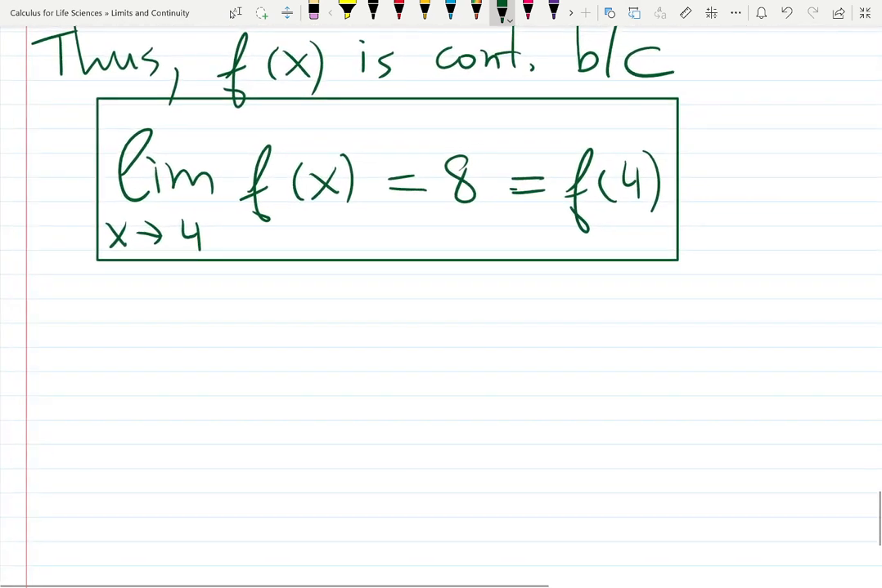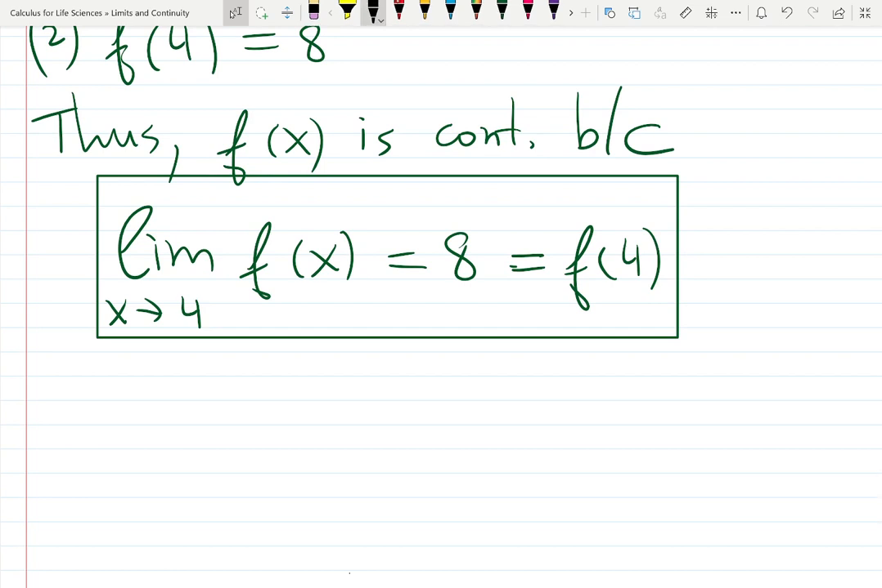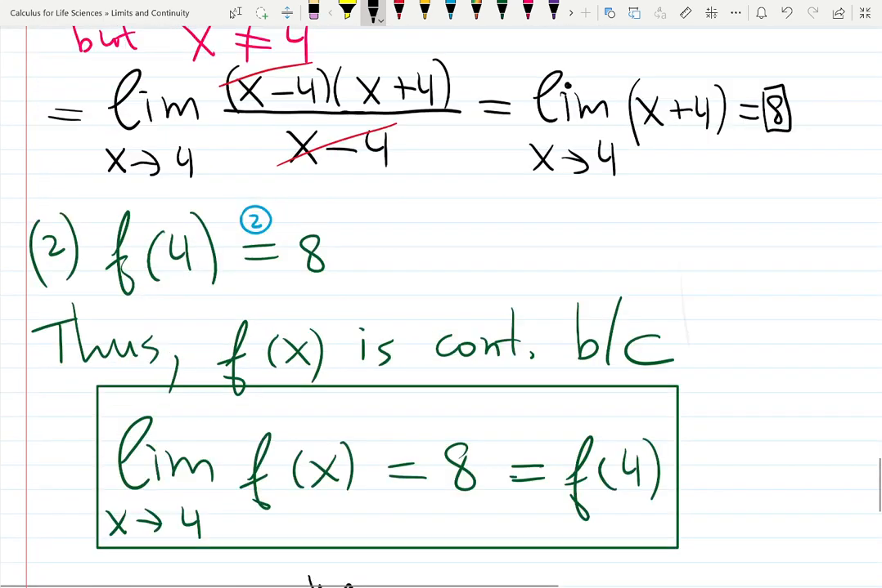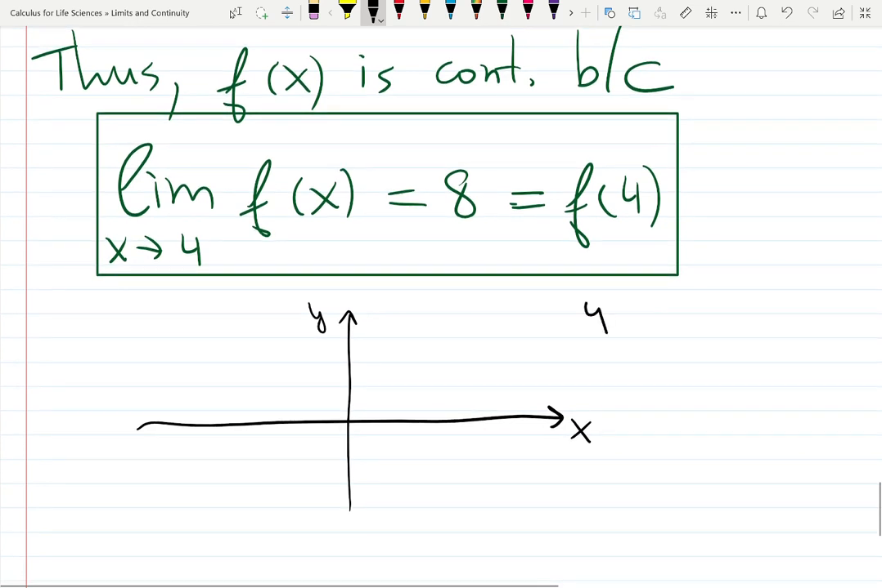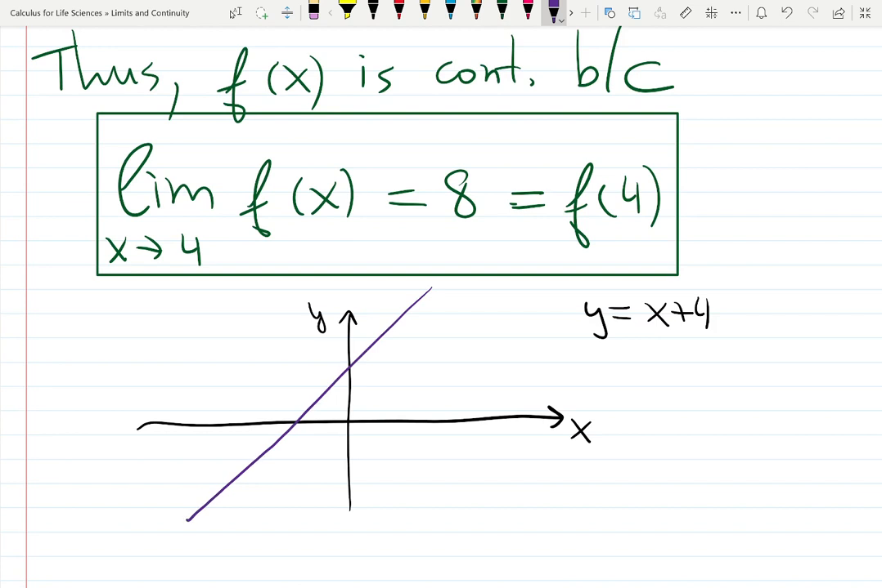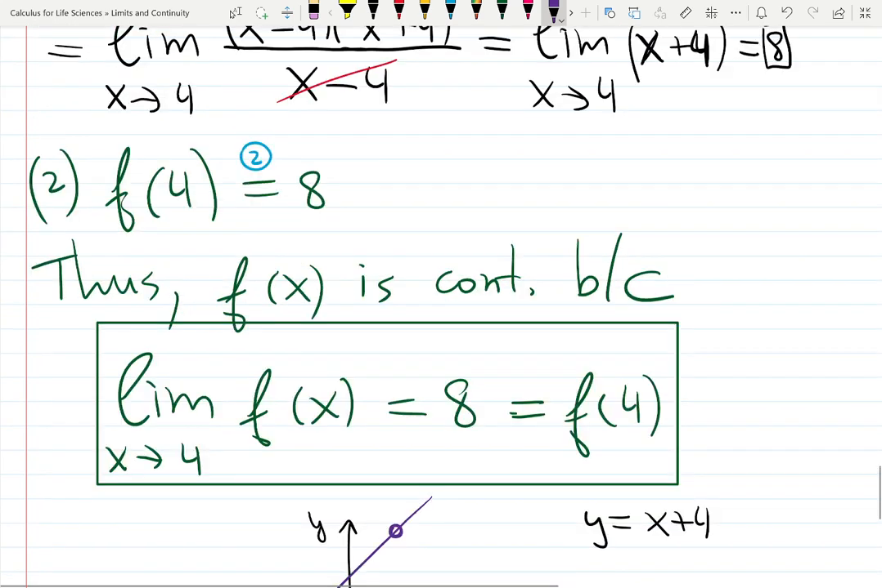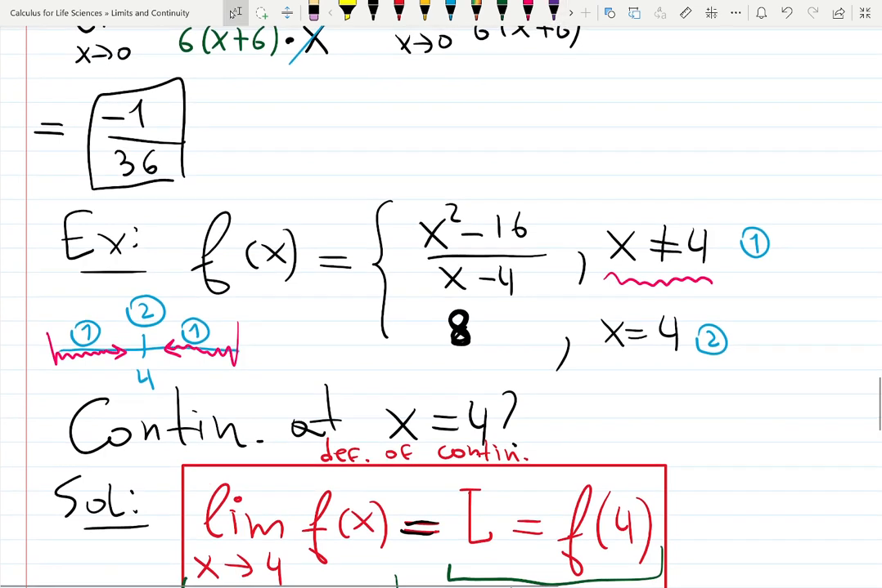Let me show you the graph. The graph looks like so. When we simplified this crazy fraction, x squared minus 16 over x minus 4, we got the x plus 4 line. So if I want to draw this line, y equals x plus 4, it looks like so. This is the line we got. The only problem was that there's something happening at 4. Particularly at 4, there's a hole, and they say that at 4, please ignore the line and make sure it's 8.